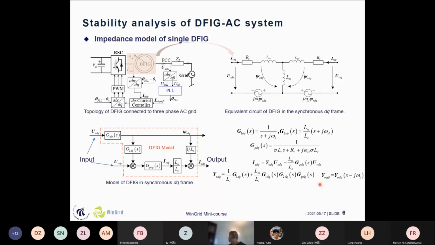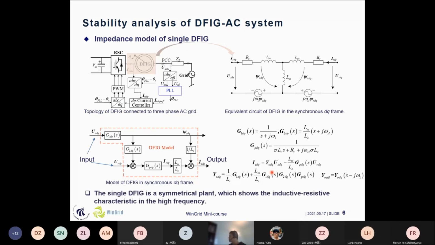Since it's symmetric, if we want to change it from the DQ frame to the alpha beta frame, we can just make a frequency shift. This frequency shift is omega 1, the fundamental frequency that is used for the transformation from the alpha beta frame to the DQ frame. So based on this, we have made the impedance model of a single DFIG, just the generator. We can see that the single DFIG is a symmetric plant, which just shows the inductive and resistive characteristic in the high frequency. You can see that this dominates the main characteristic of the DFIG. So it's very simple. It has a resistor and an inductance, and this is a coupling term.